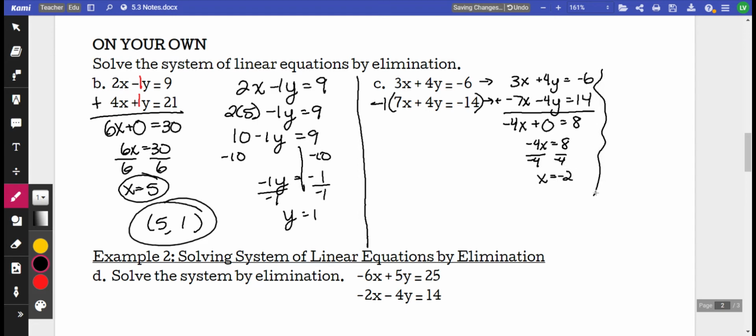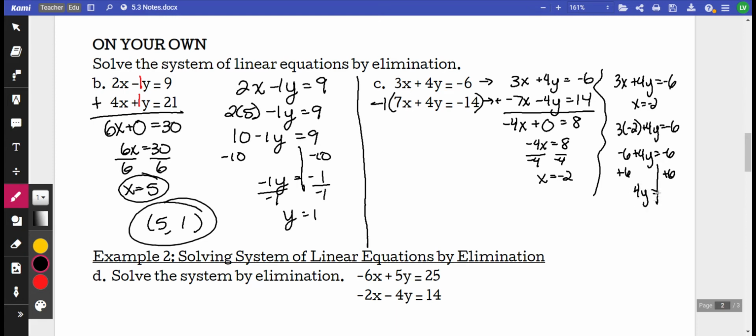I'm going to plug my x equals negative 2 into, again, it doesn't matter which equation. I'm going to use the first one. So 3 times negative 2 plus 4y equals negative 6. So negative 6 plus 4y equals negative 6. I'll extend my equal sign and add 6 to both sides. 4y equals 0. Divide both sides by 4. And we get y equals 0. So that means that my ordered pair is negative 2, 0.